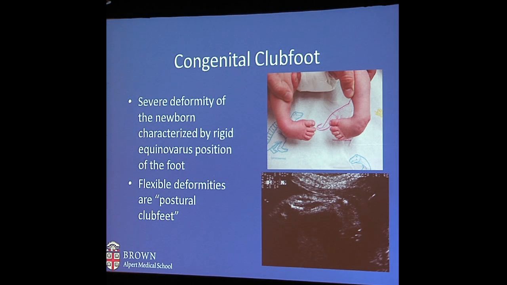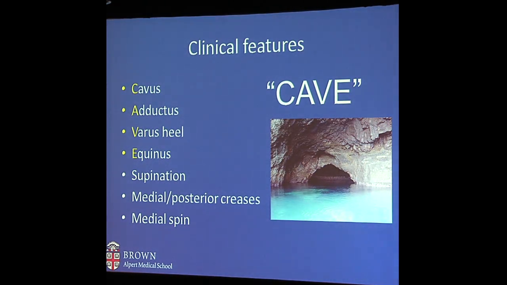A severe deformity characterized by rigid equinovarus posturing of the foot, which is different than the positional clubfoot, where it looks like a clubfoot, but you can actually straighten it out. All right, the way to remember the clubfoot is the mnemonic cave. The foot is in cavus, it has a high arch.